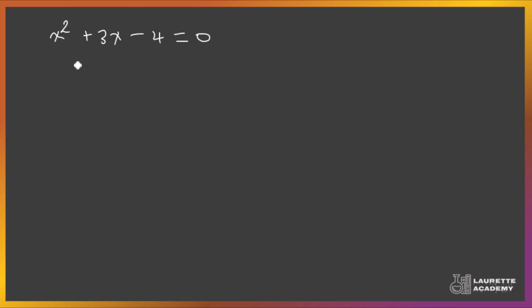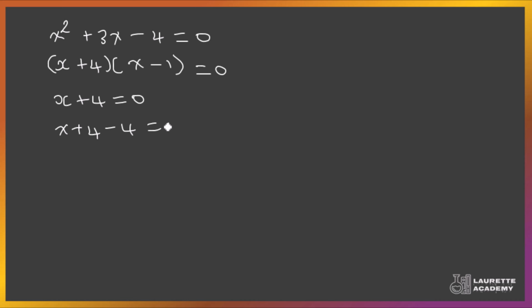This is a quadratic equation which you can solve by factorization, and the two factors are x plus 4 into x minus 1 is equal to 0. So x plus 4 is equal to 0. Subtract 4 from both sides. x plus 4 minus 4 equals 0 minus 4. x equals minus 4.